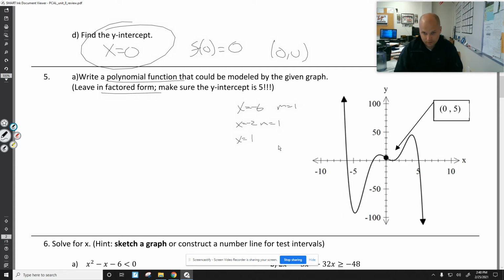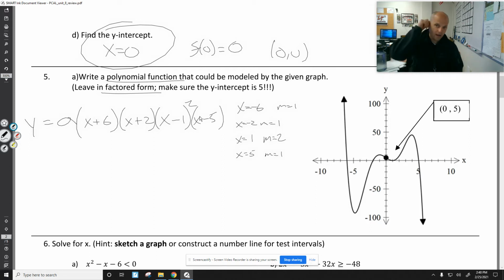Thankfully, we get to leave it in factored form. The multiplicity is 2. We're bouncing off of that. We got x equals 5. The multiplicity is 1. Y equals some constant a times x plus 6 gives me the negative 6, x plus 2 gives me that negative 2 as a 0, x minus 1 gives me that 1 as a 0, square it, and x minus 5 gives me that 5.